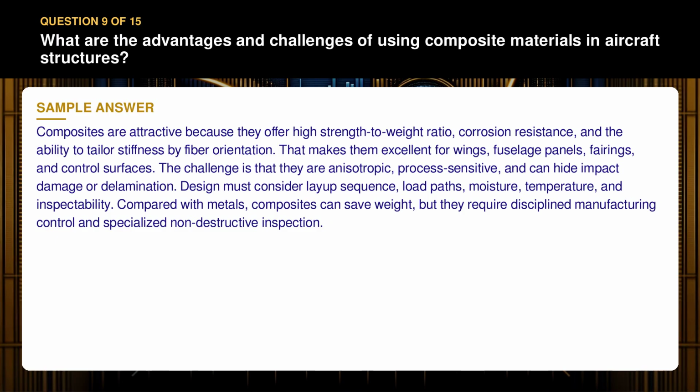Composites are attractive because they offer high strength-to-weight ratio, corrosion resistance, and the ability to tailor stiffness by fiber orientation. That makes them excellent for wings, fuselage panels, fairings, and control surfaces. The challenge is that they are anisotropic, process-sensitive, and can hide impact damage or delamination. Design must consider layup sequence, load paths, moisture, temperature, and inspectability. Compared with metals, composites can save weight, but they require disciplined manufacturing control and specialized non-destructive inspection.